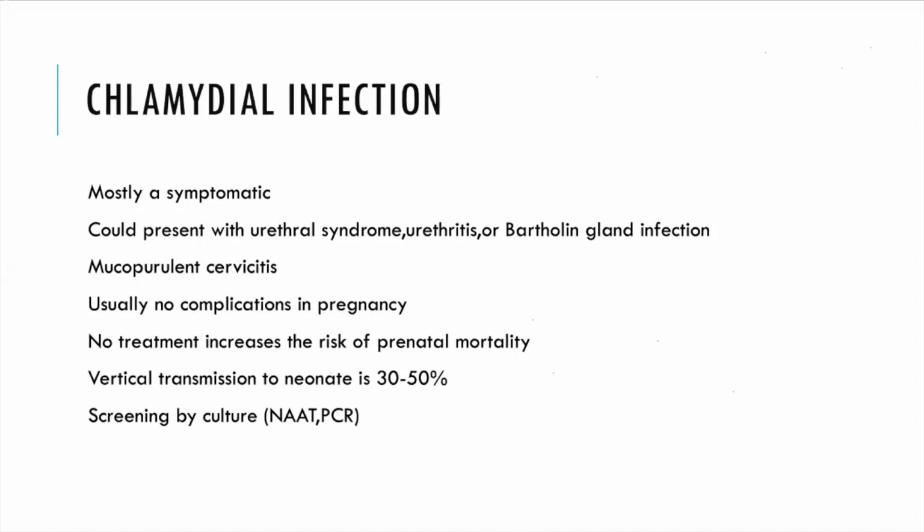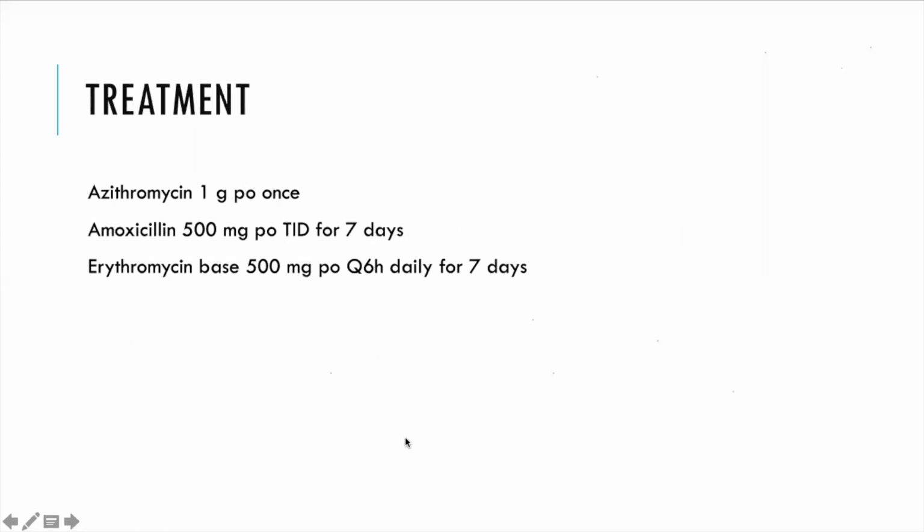Vertical transmission to the neonate is about 30 to 50%. Usually the screening is by culture. The treatment is azithromycin 1 gram PO once, or you can do amoxicillin 500 milligrams TID for 7 days, or erythromycin base 500 milligrams PO every 6 hours daily for 7 days.